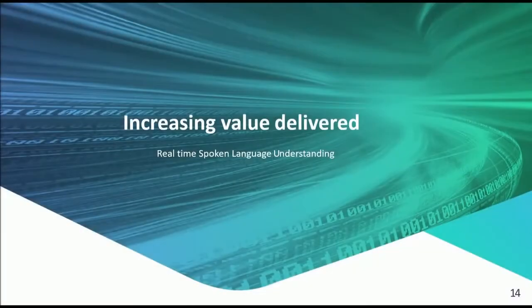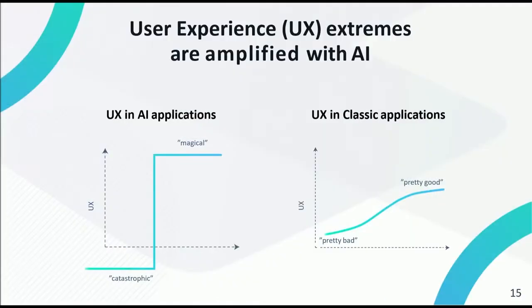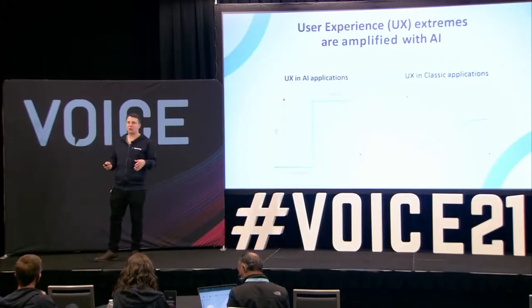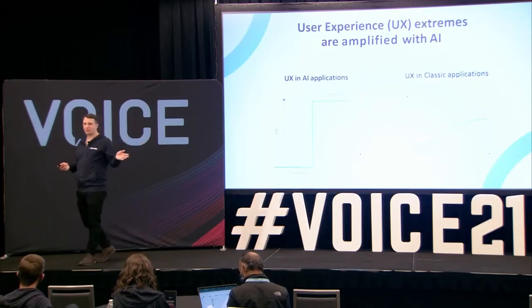So, next, let's talk about how to increase the value delivered. The secret to this is something we call spoken language understanding. If you look at AI user experiences, they tend to be absolutely magical when they work really well, but horrible and catastrophic when they aren't working. To illustrate this, think about autonomous driving. If an autonomous car picks you up and brings you safely to your destination, it feels absolutely magical. But if it drives you off a cliff, that's catastrophic.